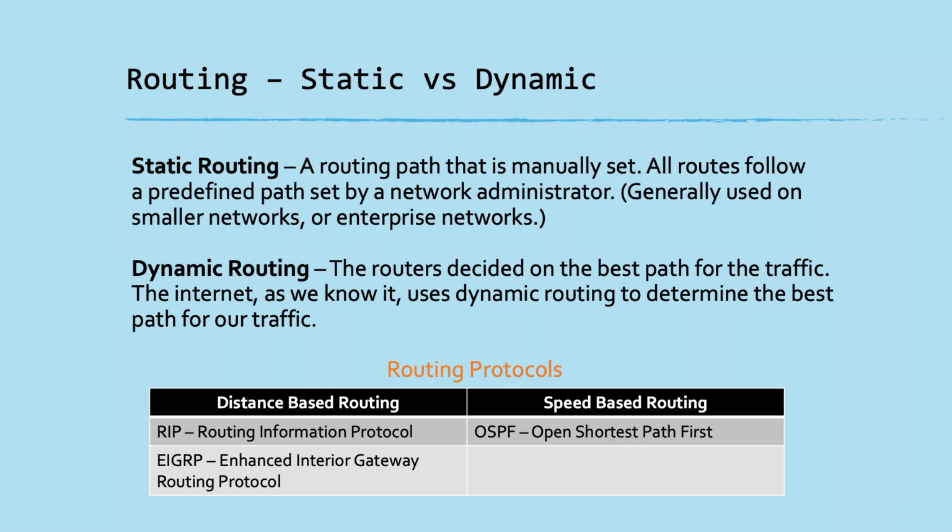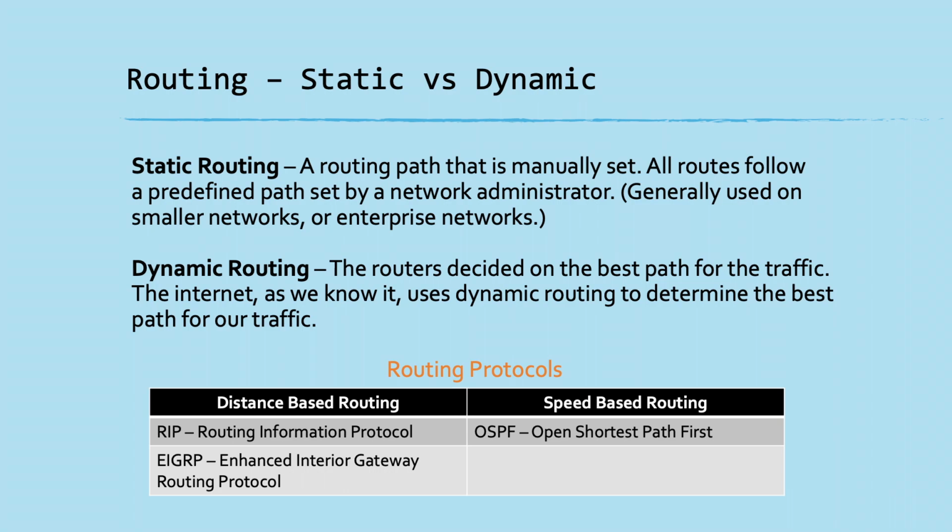So if we want to do distance-based routing, this will take the shortest path to the destination. RIP, Routing Information Protocol, is one of those protocols. And then EIGRP, Enhanced Interior Gateway Routing Protocol. These are two distance-based routing protocols. And then we have speed-based routing. OSPF is going to open the shortest path first, or that's what it stands for, Open Shortest Path First.